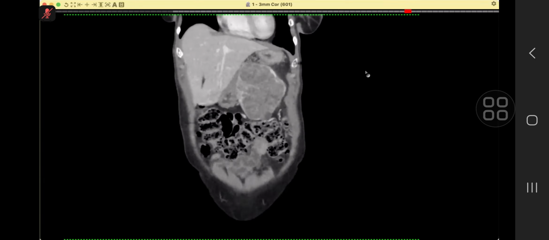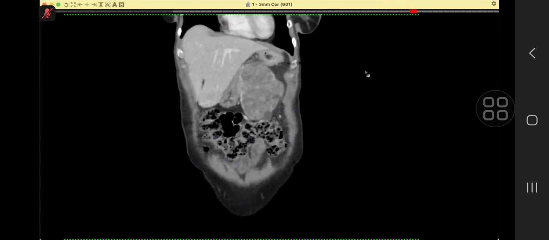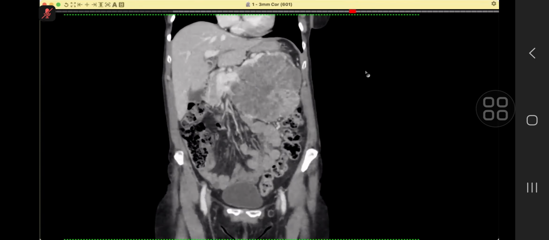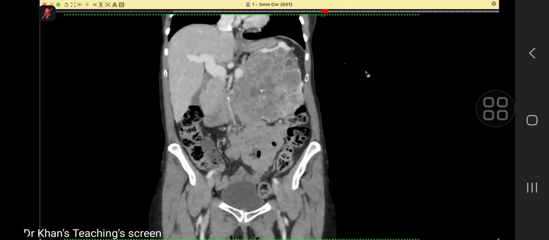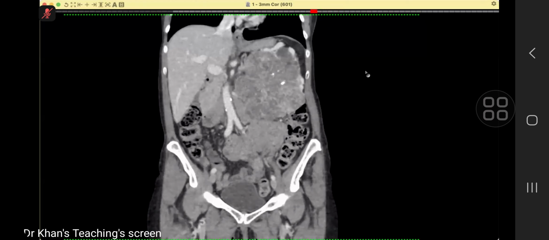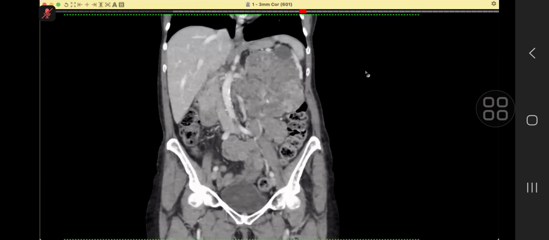Sir, can I see pre-contrast as well in the same? We don't have pre-contrast. What is your question regarding pre-contrast? What did you want to say? To see calcifications within it. Yes, there is calcification in the lesion.